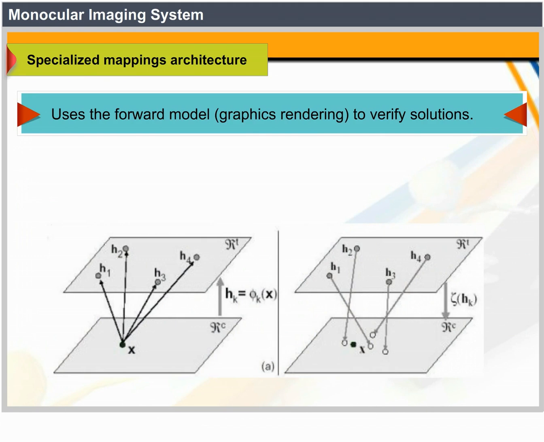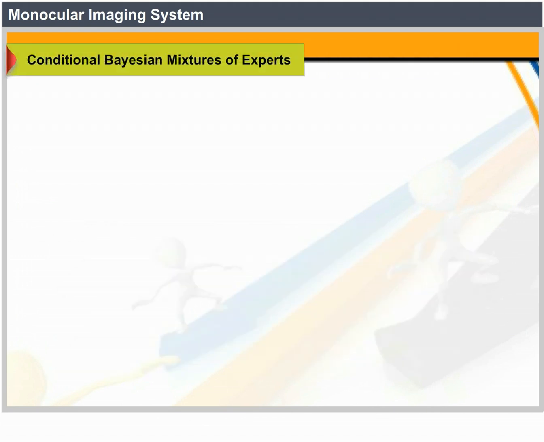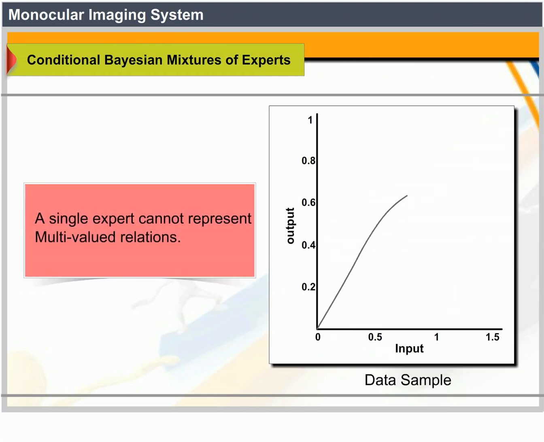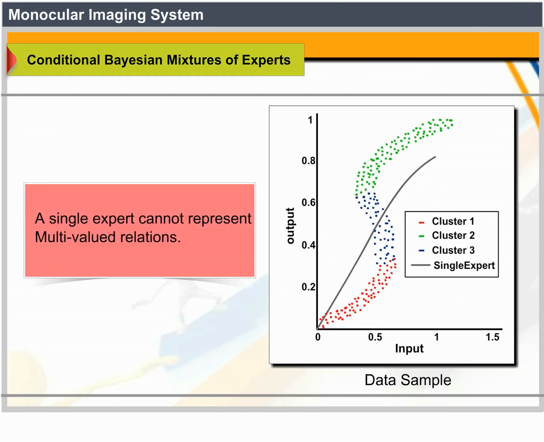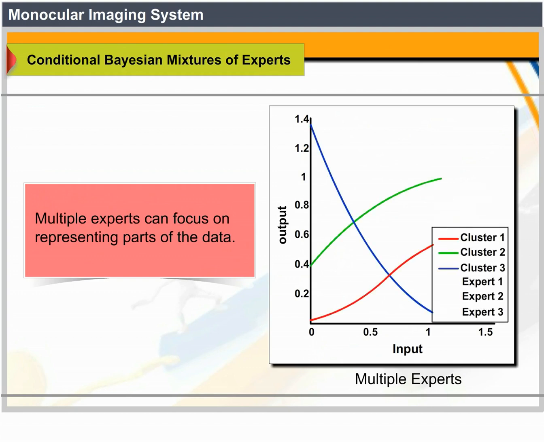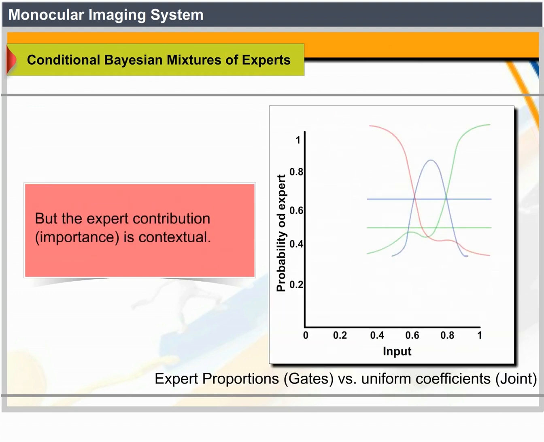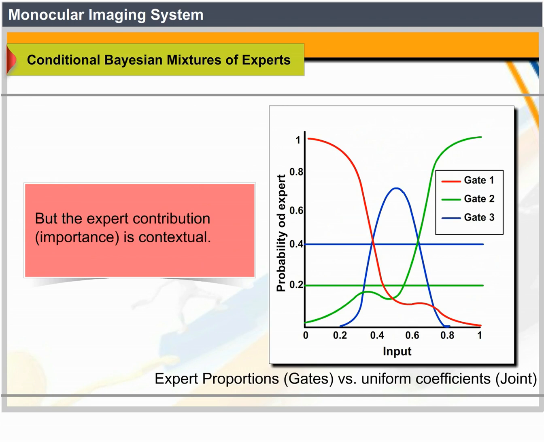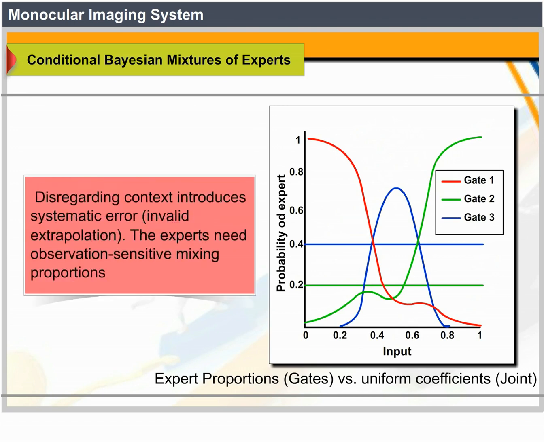Conditional Bayesian mixtures of experts. A single expert cannot represent multi-valued relations. Multiple experts can focus on representing parts of the data, but the expert contribution importance is contextual. Disregarding context introduces systematic error, invalid extrapolation. The experts need observation-sensitive mixing proportions.